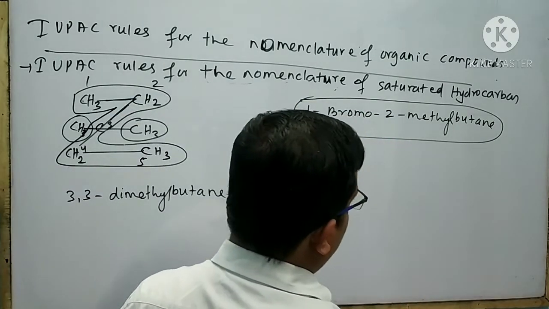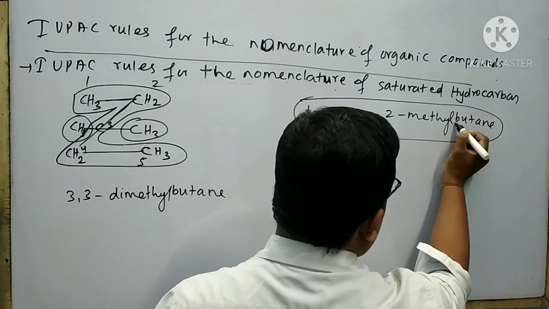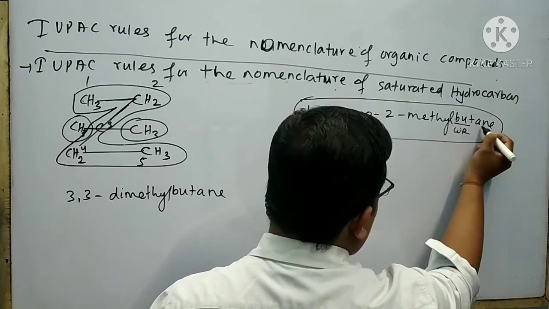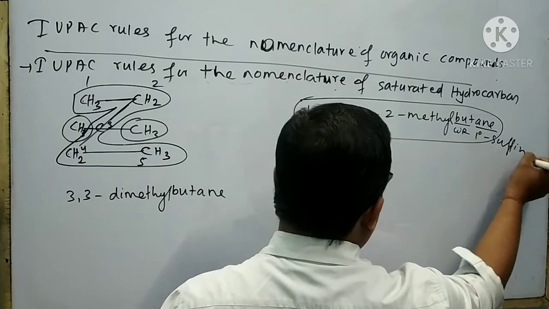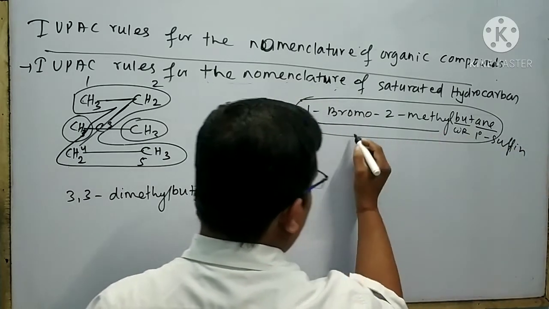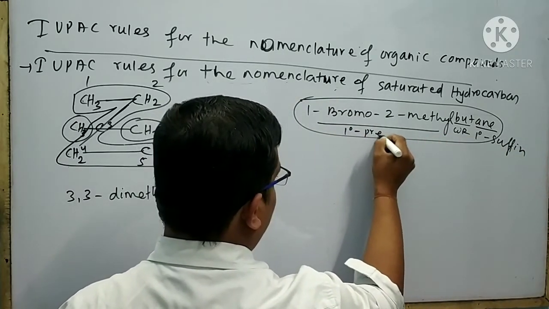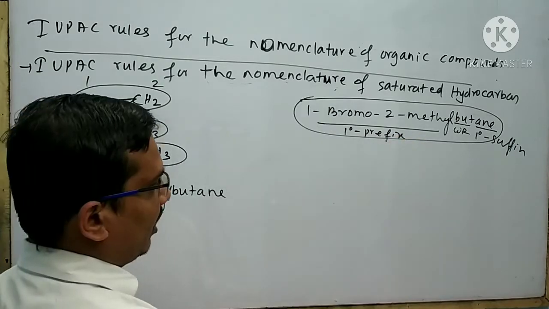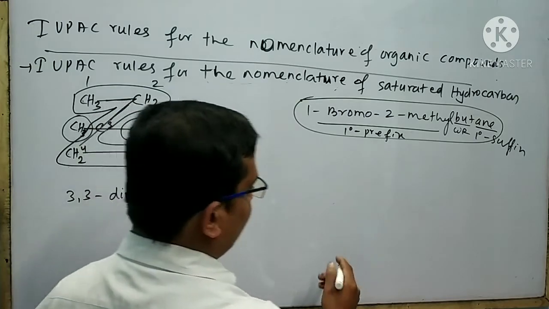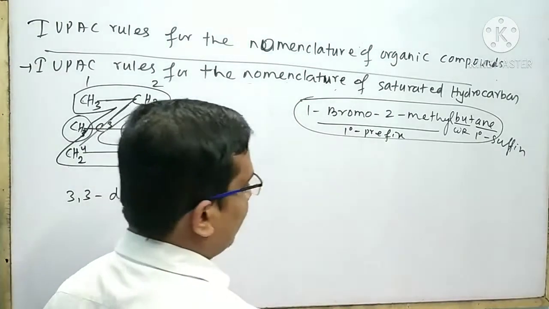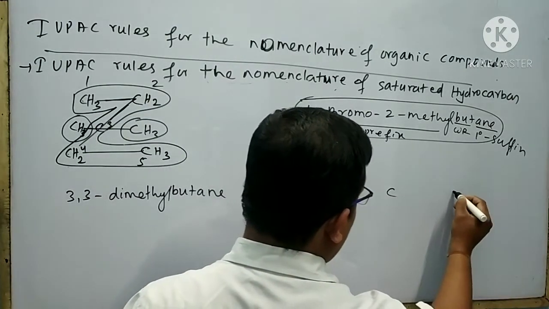From this name, it is clear that but is the word root, ane is the 1 degree suffix, and these two are said to be 1 degree prefixes. At first, select the word root. Here the word root is but, so it is bound to write 4 carbon atoms like this.